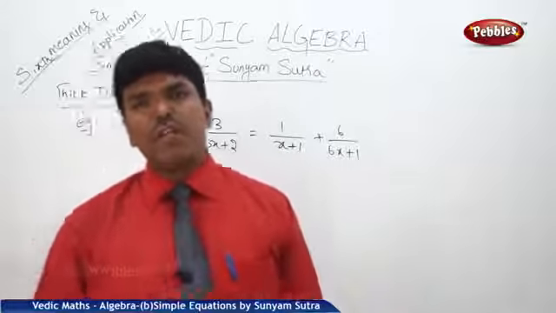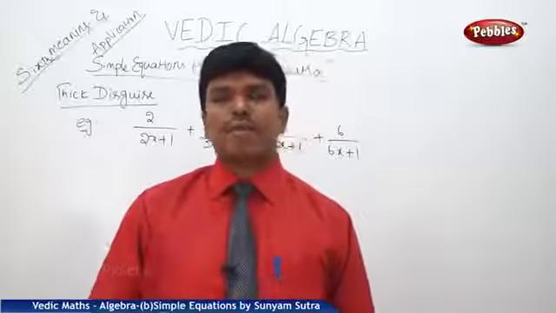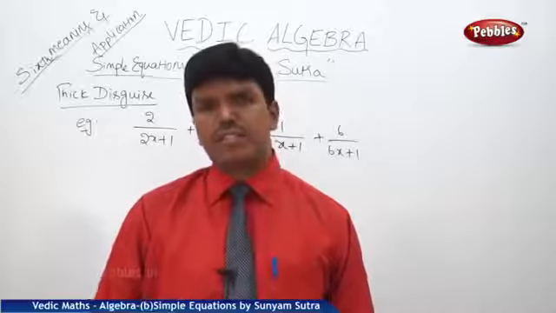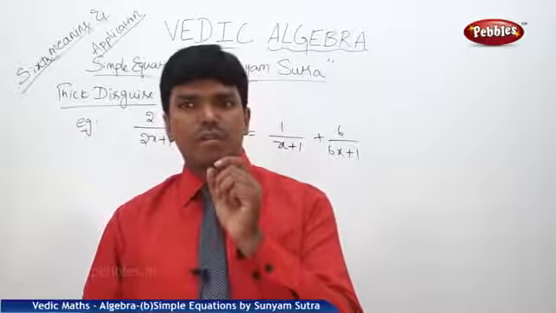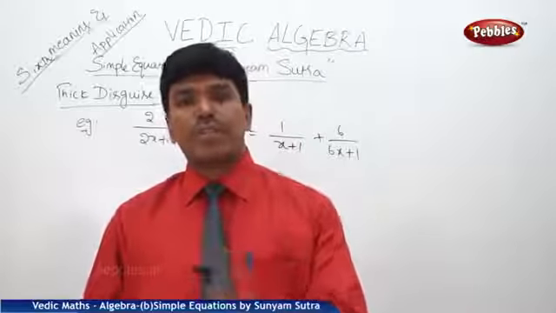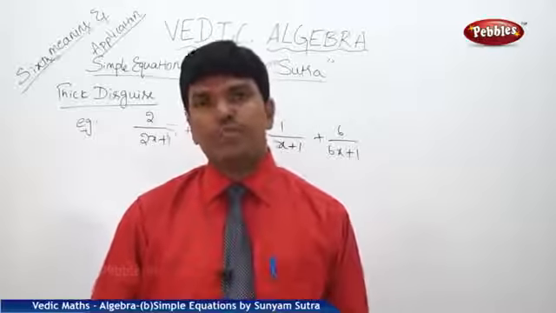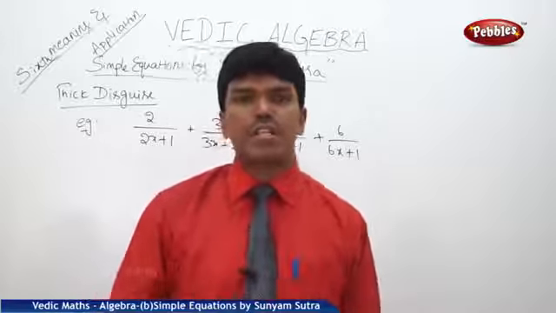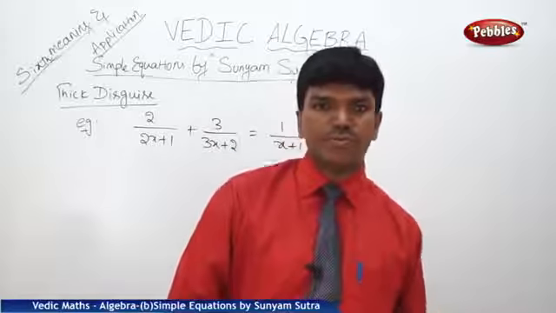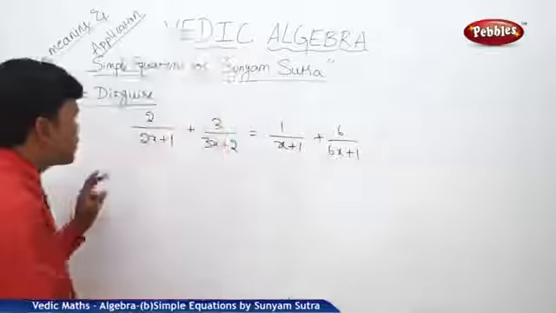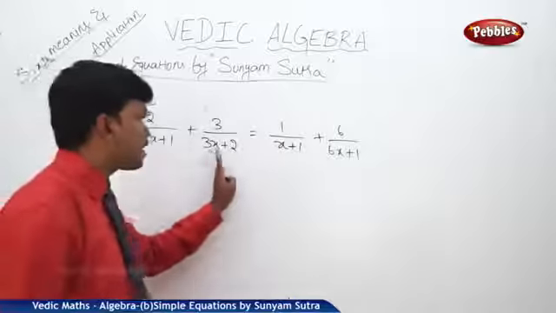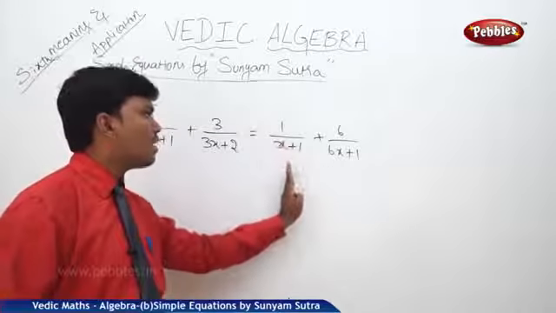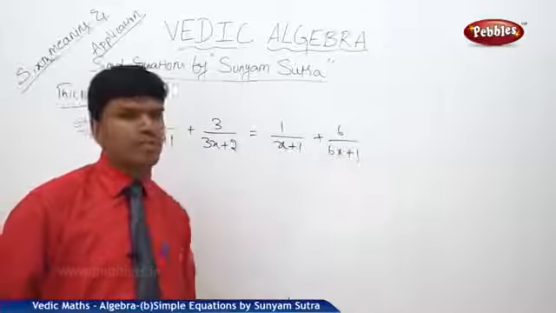Now we'll see one example of thick disguise. Thick disguise means we have to see some internal multiplication operation, cross multiplication operation, to see whether the given sums are the same or not. For example, if you take an equation 2 by 2x plus 1 plus 3 by 3x plus 2 equal to 1 by x plus 1 plus 6 by 6x plus 1.